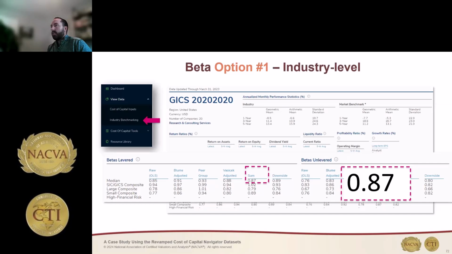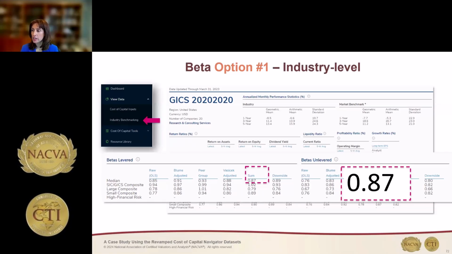So in summary, especially in our case study, we're relying on a few different betas. For our modified CAPM, we are utilizing the raw median OLS beta from our industry analysis. For our basic buildup equation, we are utilizing the sum beta, and we'll explain more why we're using the sum beta when we get to the size premia.